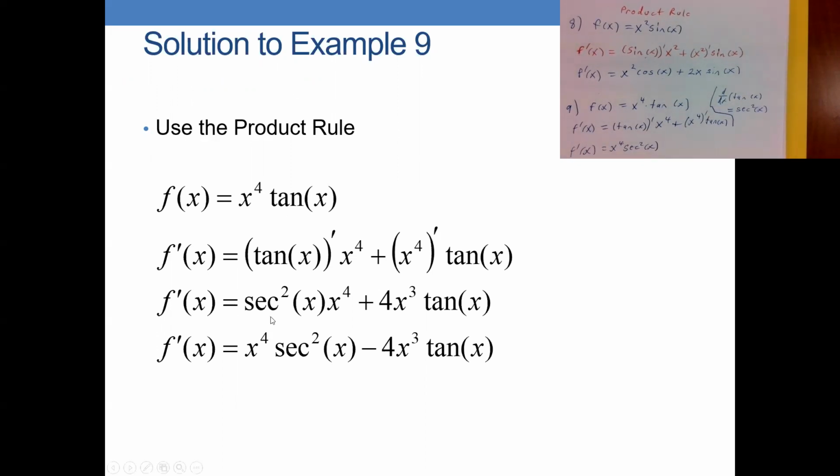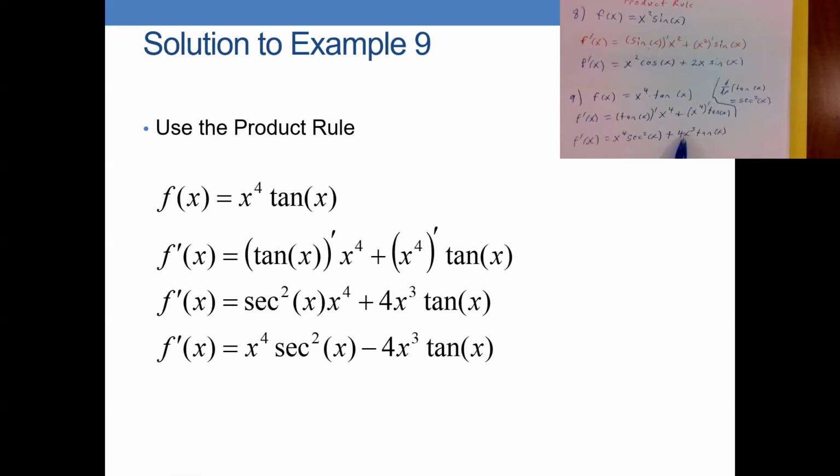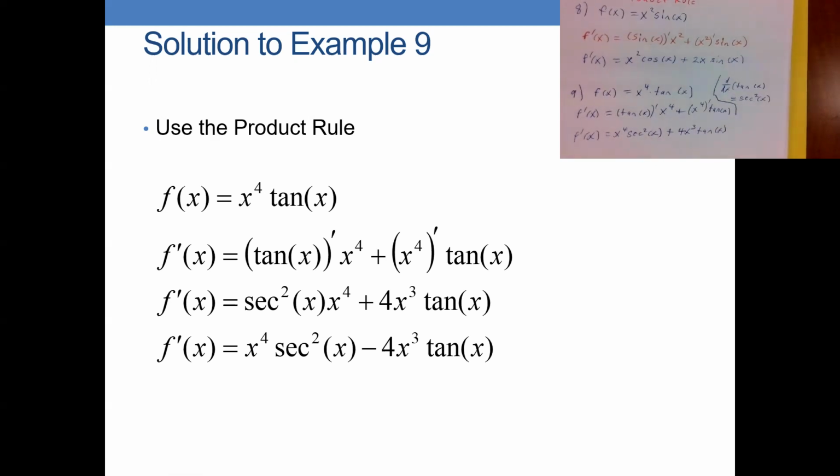And you bring x to the fourth down. Notice in the PowerPoint, I wrote it as secant squared first and then x to the fourth, then I switched them around. It's just easier to have the polynomial term first, followed by the trig. So then on the second part, the derivative of x to the fourth by the power rule is 4x cubed tangent x.